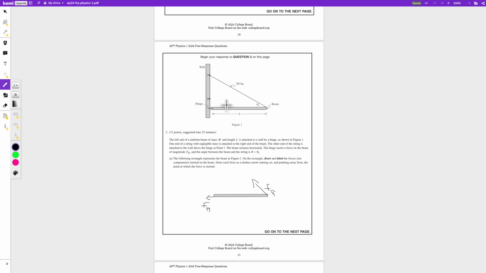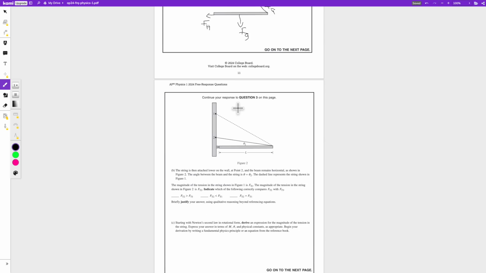And now we have to account for the fact that the beam has a mass of m, so there is a force of gravity acting on this. But where? Well, it's a uniform beam. So if it's a uniform beam, that means the center of mass is right in the middle at L/2. So that means we have a force of gravity right in the middle. And remember, the force of gravity in the middle is very important because we can look at our next questions now.